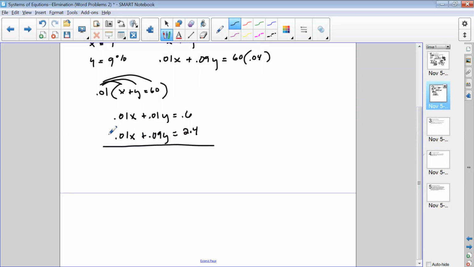And eliminate X. Since the signs are the same and the coefficients are the same, we can subtract. So we eliminate X. 1/100th take away 9/100ths, we get negative 8/100ths Y. And then if we take 6/10 take away 2 4/10, we get negative 1 8/10. So if we divide both sides by negative 8/100ths, we should get 22.5.